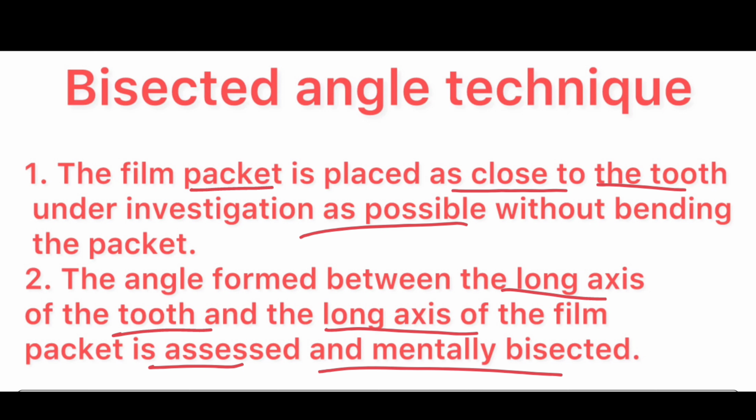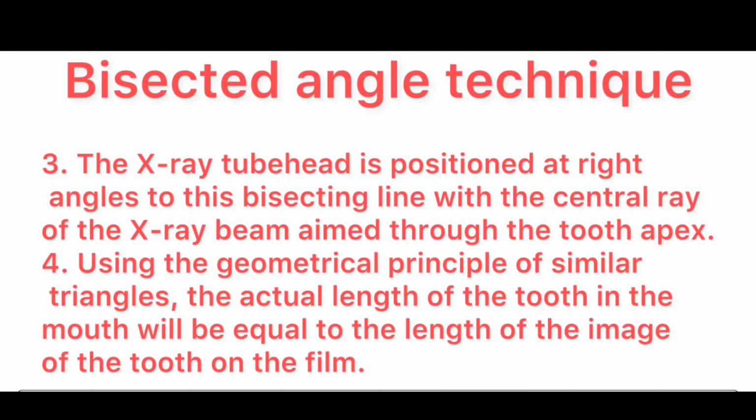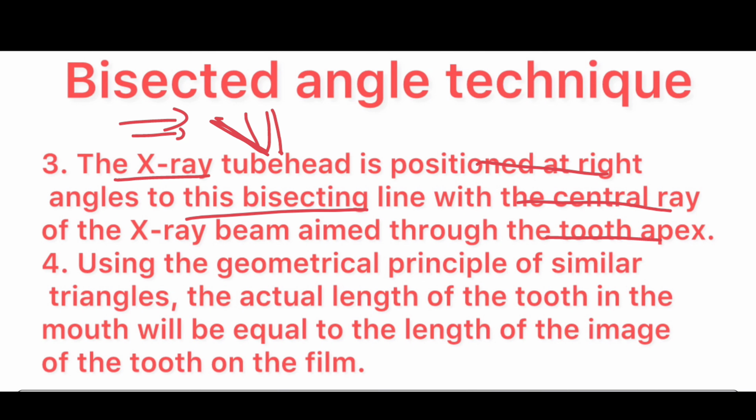The X-ray beam should be parallel to the line bisecting the long axis of the tooth and the long axis of the film. So in bisecting angle technique, the X-ray tube is positioned at right angle to the bisecting line with the central ray of the X-ray beam aimed through the tooth apex. We have already discussed these things in previous images, like how the X-ray beam should be perpendicular to the line bisecting the long axis of the tooth and the long axis of the film.